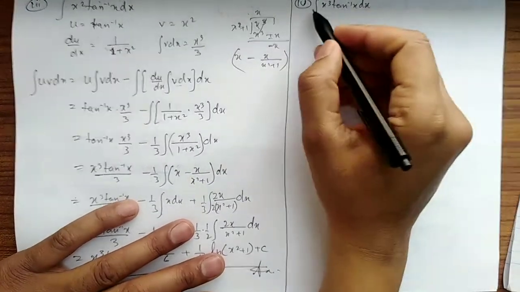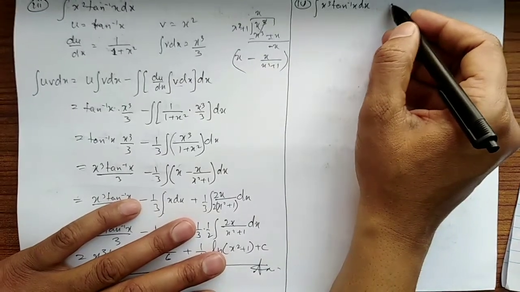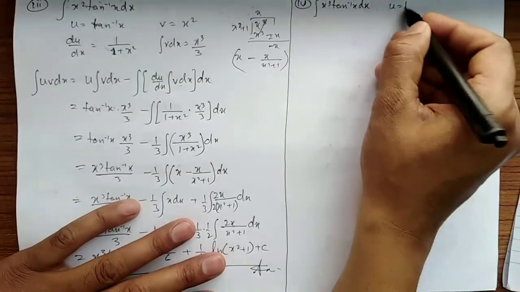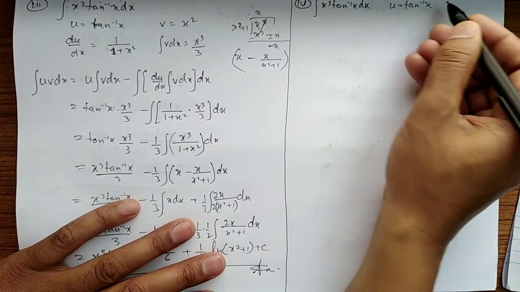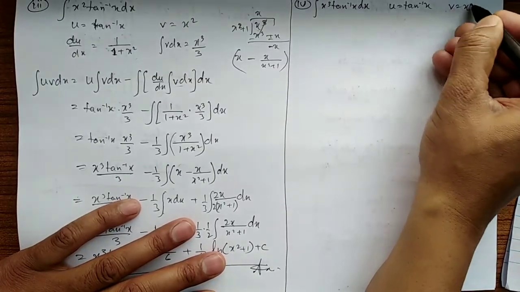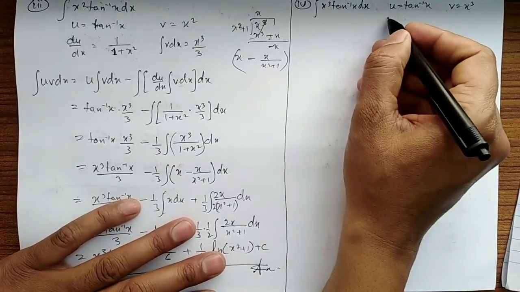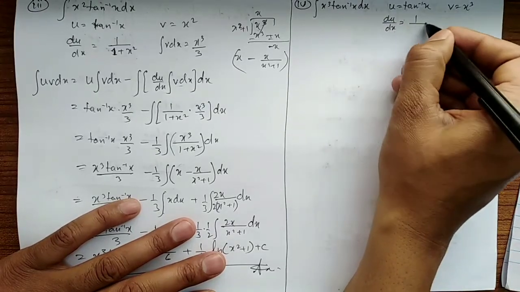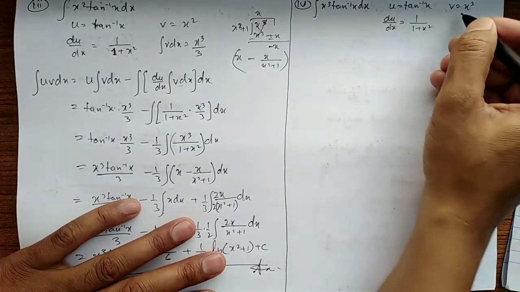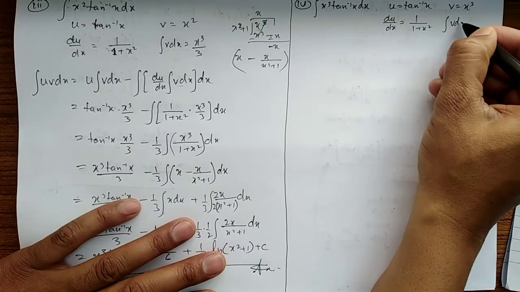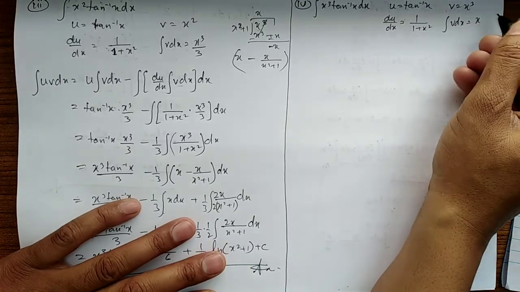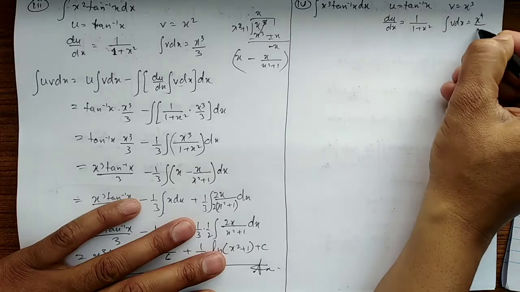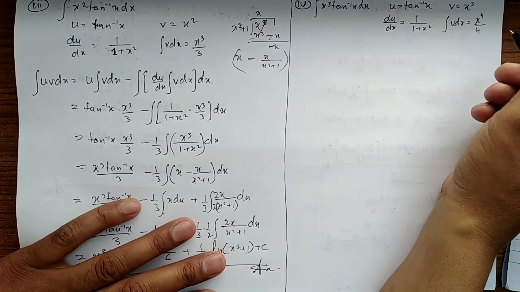Okay, now this is our fourth question. Taking u equals tan inverse of x and v is equal to x cube, taking the derivative du upon dx, that is 1 upon 1 plus x square, and the integral of v dx, you can write it as x power 4 upon 4.